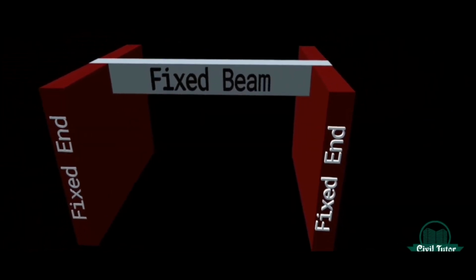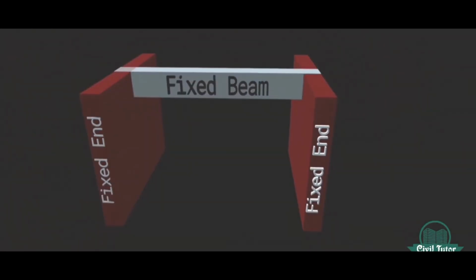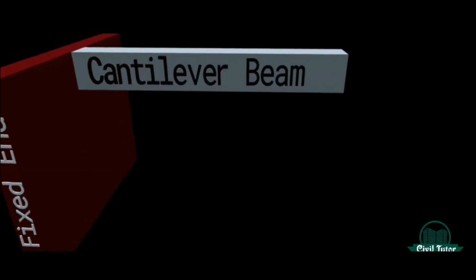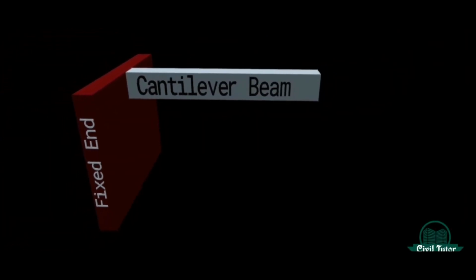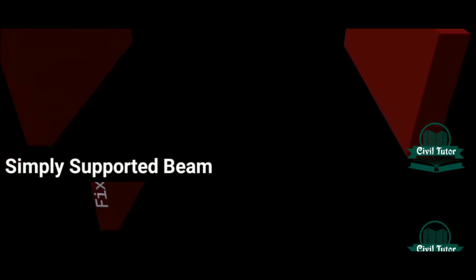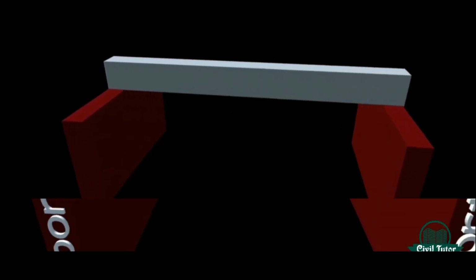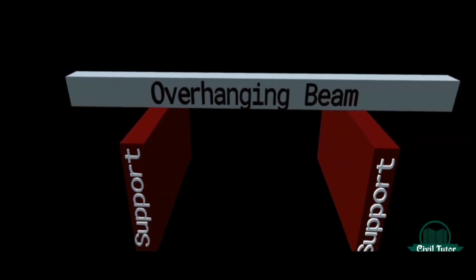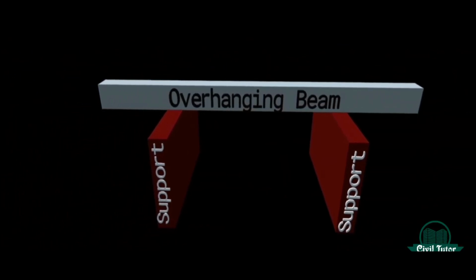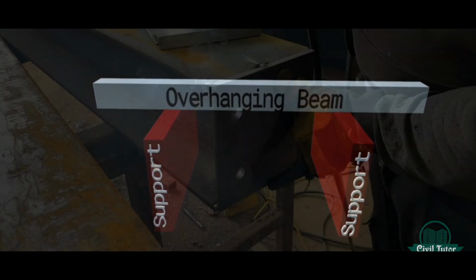Types of beams. There are several types of beams including fixed beams, securely supported at both ends allowing no movement. Cantilever beams, fixed at one end and free at the other. Simply supported beams, rest on supports at both ends. Overhanging beams, supported at one or both ends but extend beyond their supports.